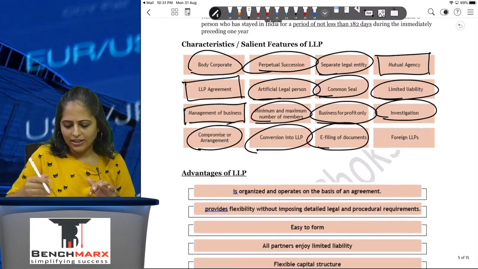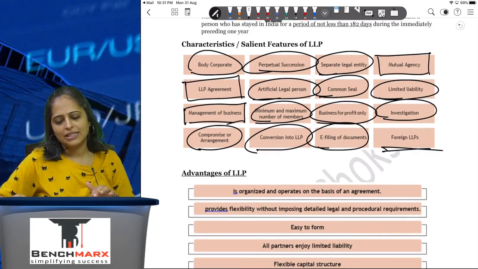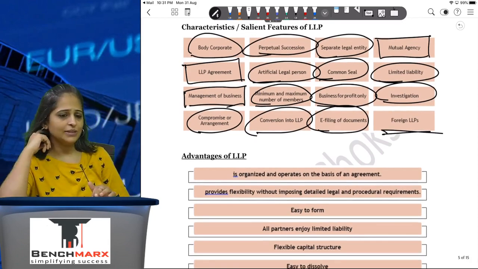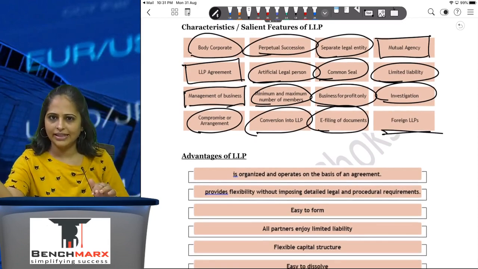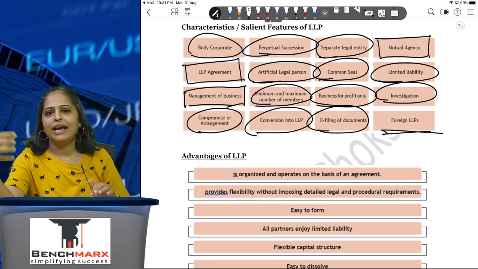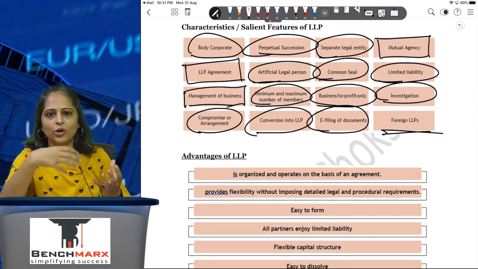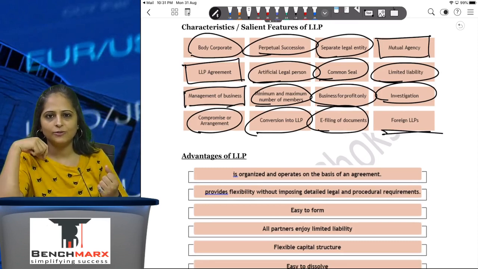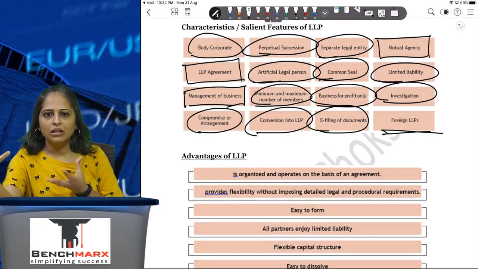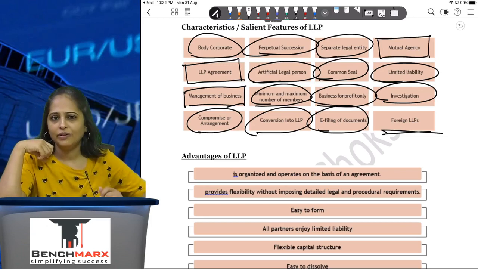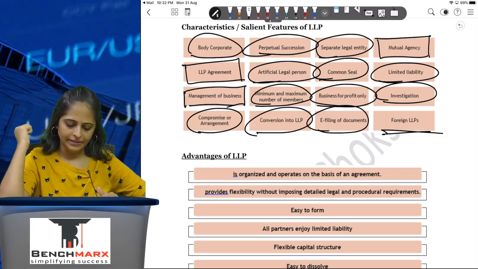And then there are foreign LLPs. What I mean by foreign LLPs is those LLPs which are registered outside India, but they have some business in India or a place of business in India. Those are called foreign LLPs, and obviously if they are carrying on business in India, then they'll be governed by the LLP Act in India.